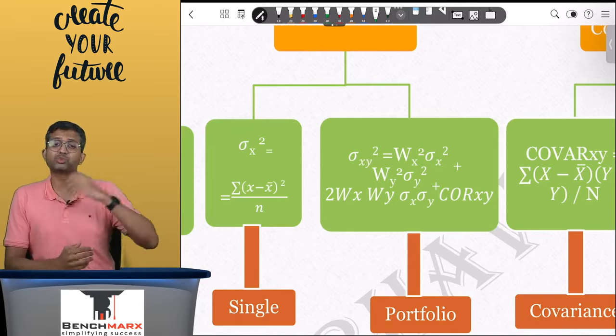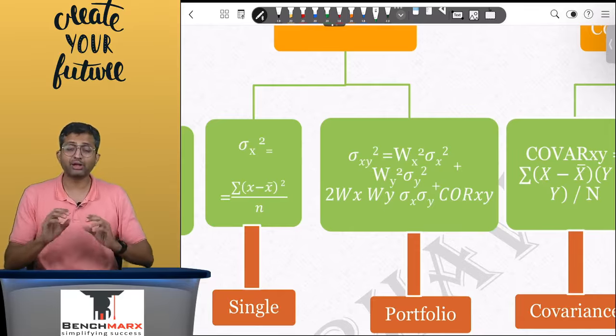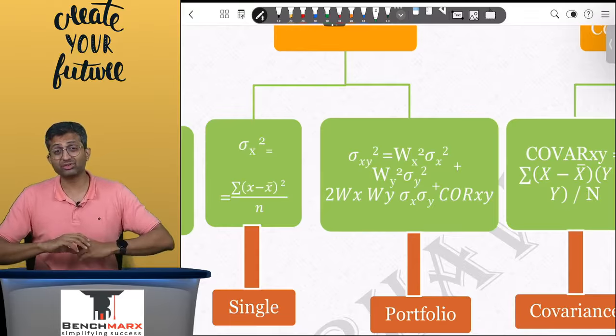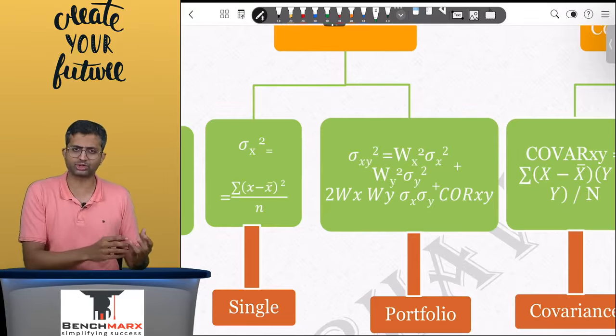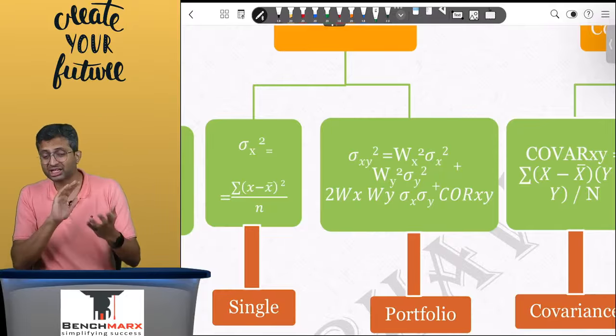This is a formula which is very similar to a plus b the whole squared, that is a squared plus b squared plus 2ab. However, over here the variables are standard deviations, and standard deviation can never be negative. The way standard deviation is structured, it is squared and then square rooted. It cannot be negative, but the risk can offset each other.